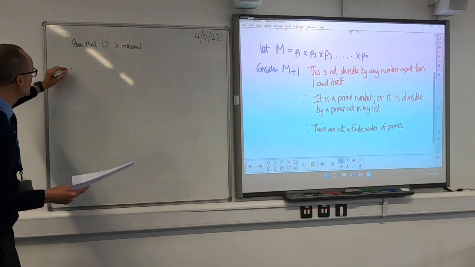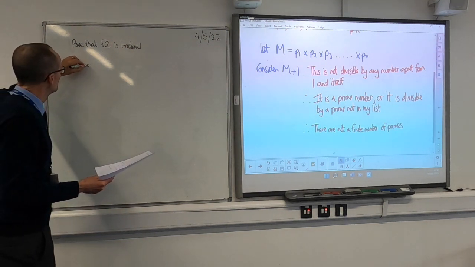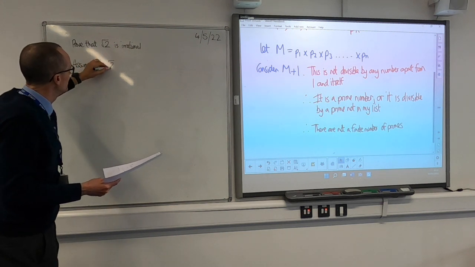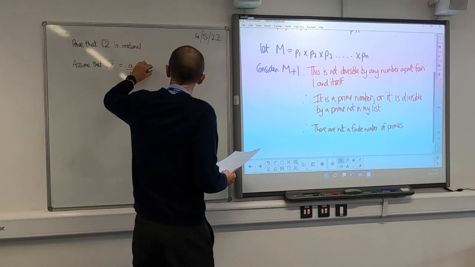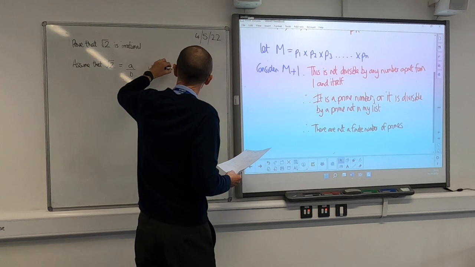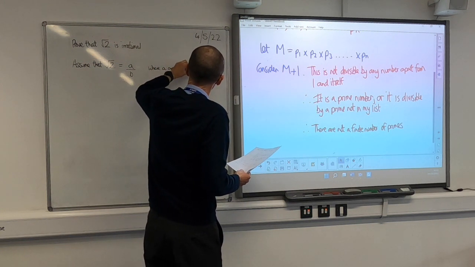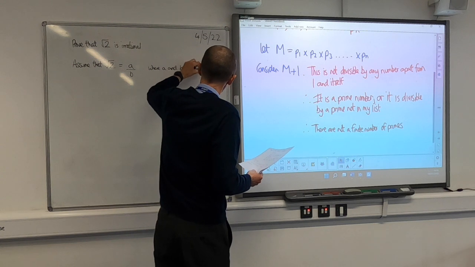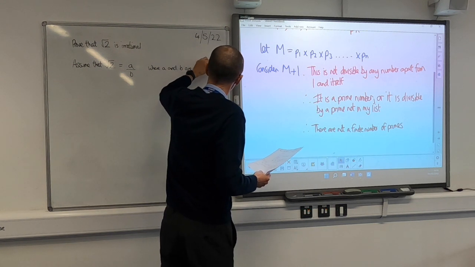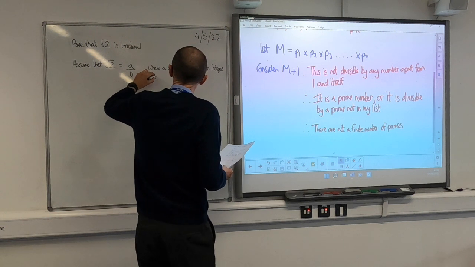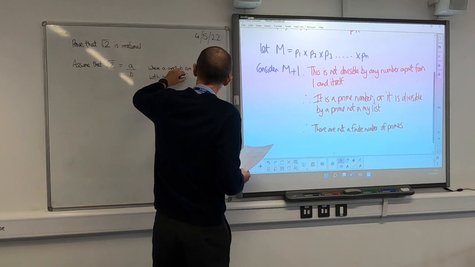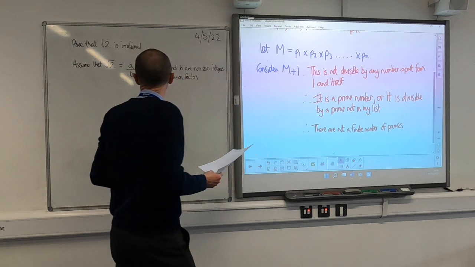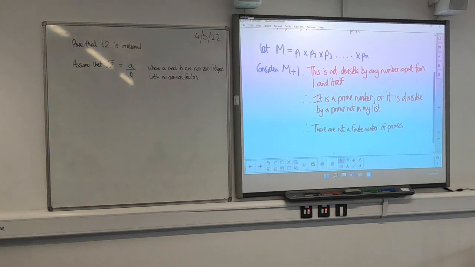So what do we do? We assume the opposite. We assume that root 2 can be written as a fraction, and this next bit is important, where a and b are non-zero integers, and that's its simplified form, so with no common factors. That's a key bit. So a over b is the fraction written in its simplest form.